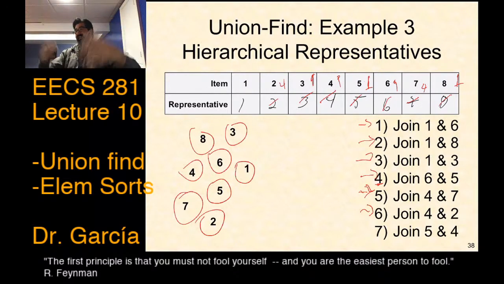So basically this example ran all the way through to merge all the elements into a single set, right? And if you look at the joins, then it makes sense. Okay? Cool. So that's the second example.